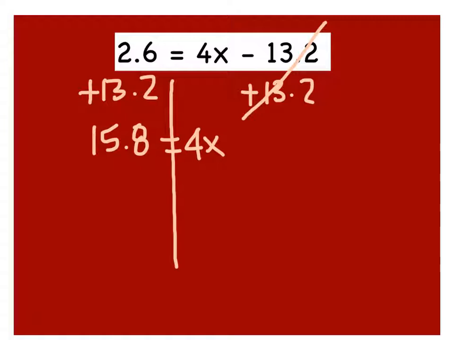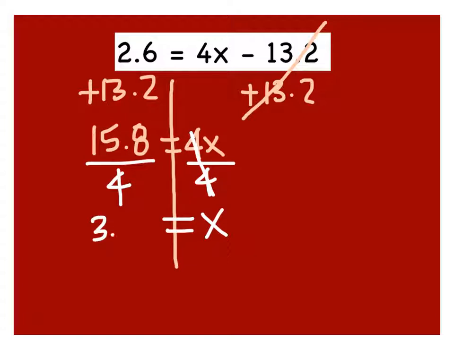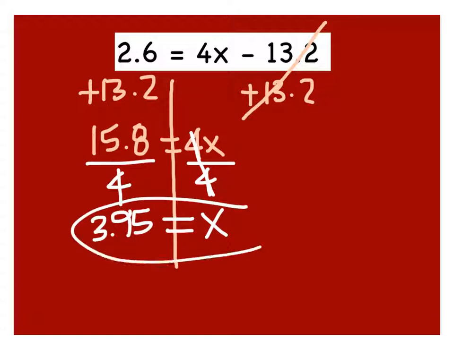Then I want to divide both sides by 4. The reason I'm doing that is because I want to get x by itself, and I have 4 x's currently. So I want to figure out what just one x equals. 4 divided by 4 gives me 1x, and 15.8 divided by 4 gives me 3.95. That is my final answer.